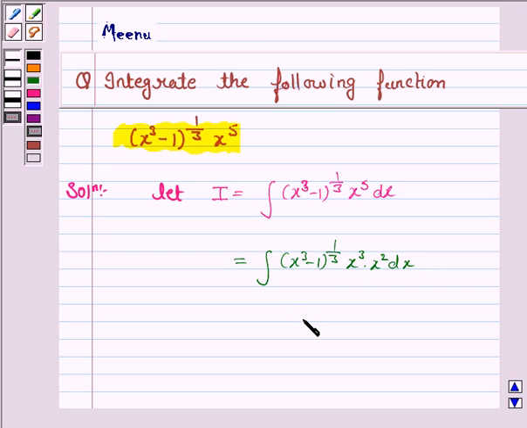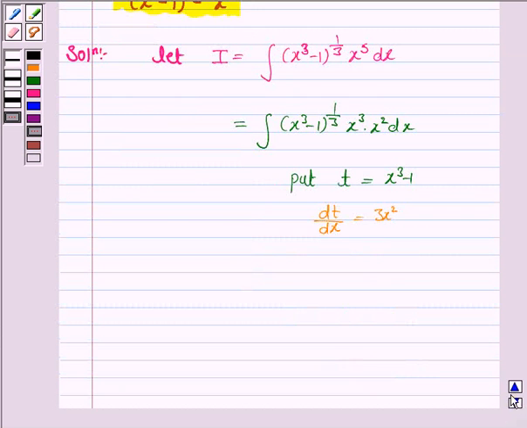Now put t equal to x cubed minus 1. So dt by dx is equal to 3x square, and this implies dt is equal to 3x square dx. And we need to have x square dx, so we divide both sides by 3. So dt by 3 is equal to x square dx. So x square dx is equal to dt by 3.